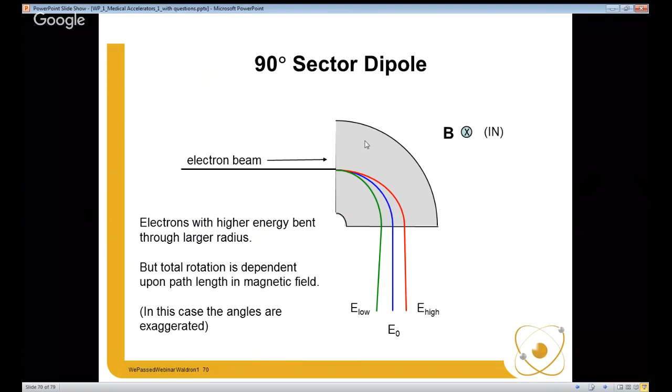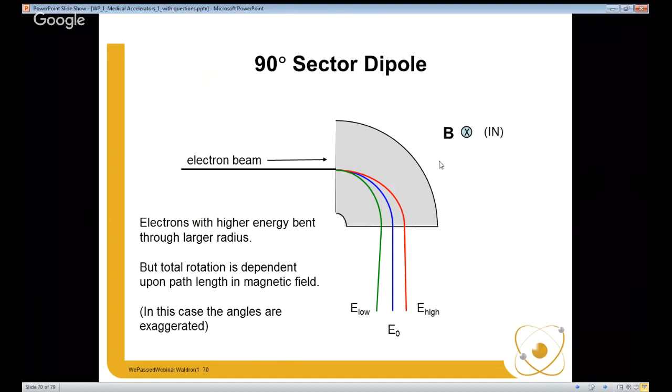We can take advantage of this in our Linac if we have an electron beam that is entering a 90-degree sector dipole. So here the magnetic field is into the slide. Electrons with higher energy are going to be bent through a larger radius. That's the red line. The E0, the central electrons, are going to go straight through at 90 degrees, and low energy electrons are going to be bent more. And our intrinsic electron beam leaving the accelerator is a spectrum of energies. In fact, it is a wider range of energies than we would like to use clinically. Now, if we can spread this beam out and clip off the unwanted sections, then we can get the beam energy we would like, and that is what we do.